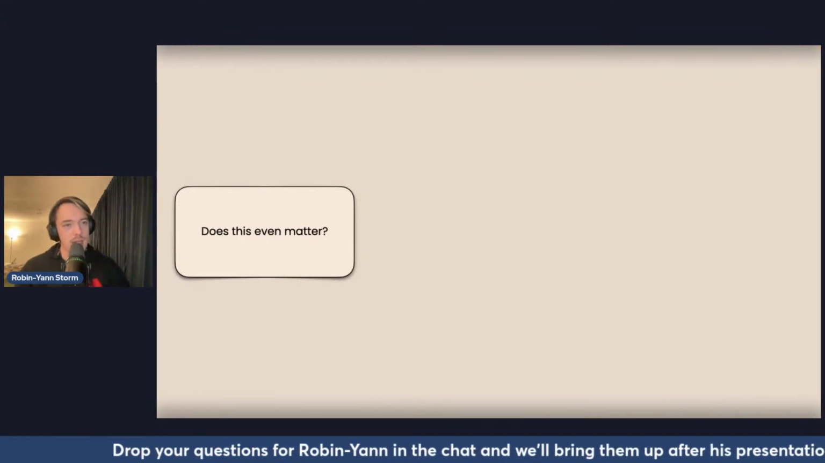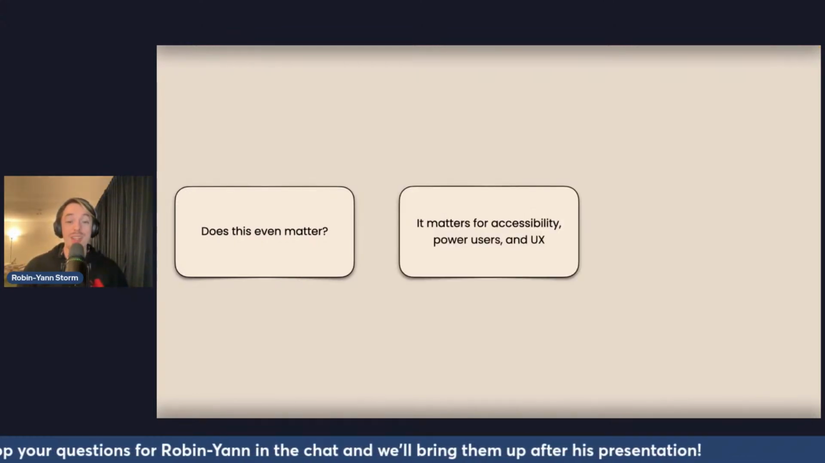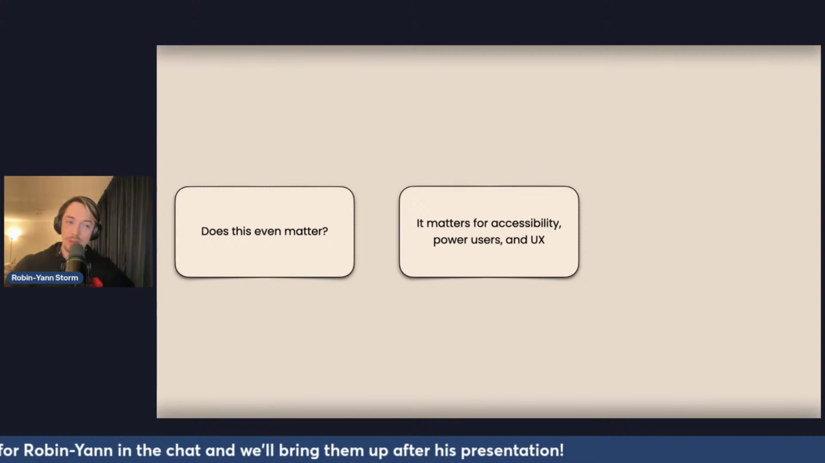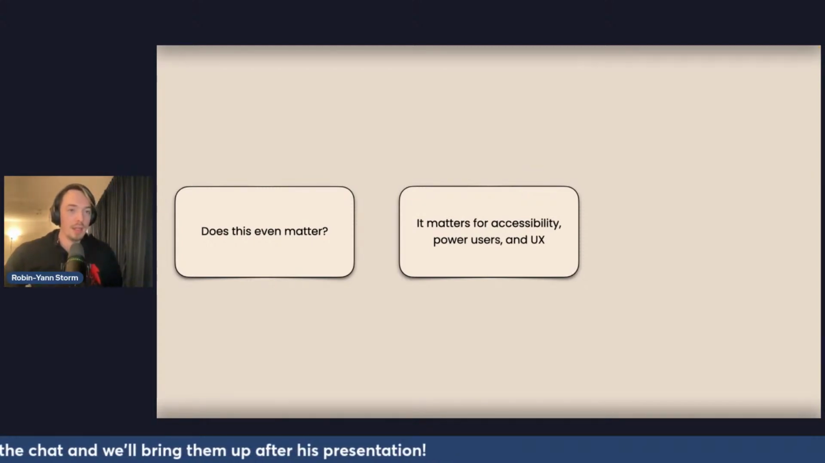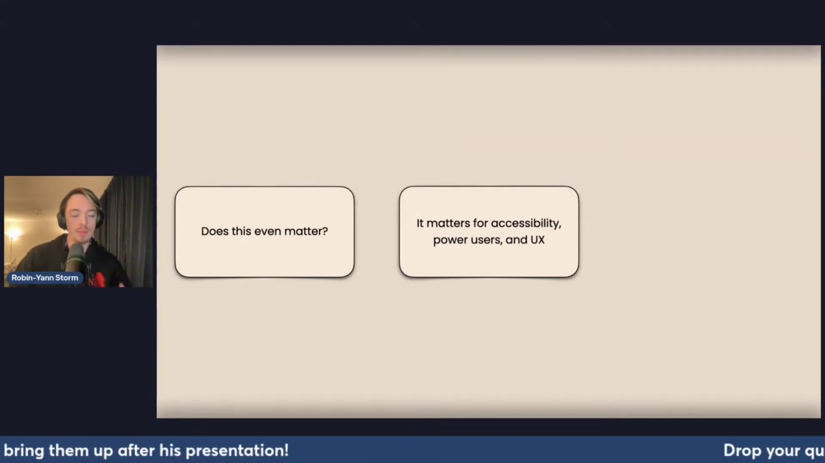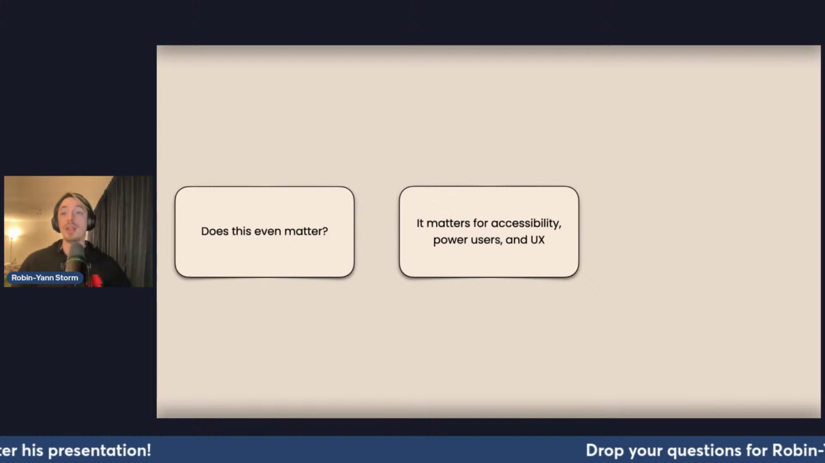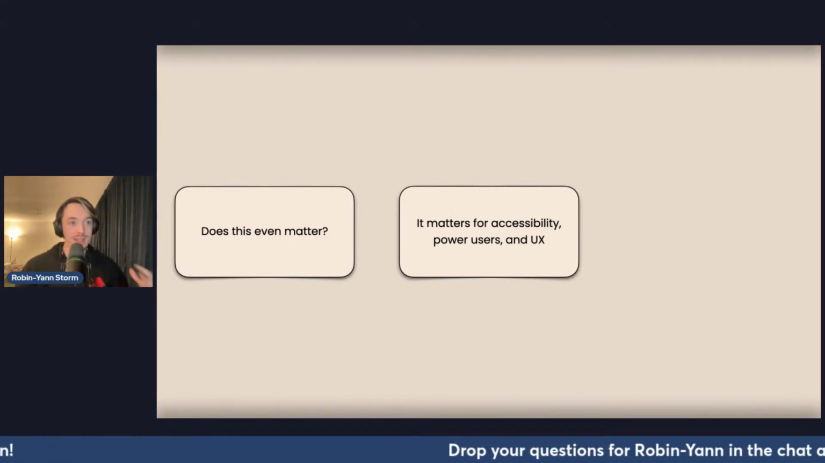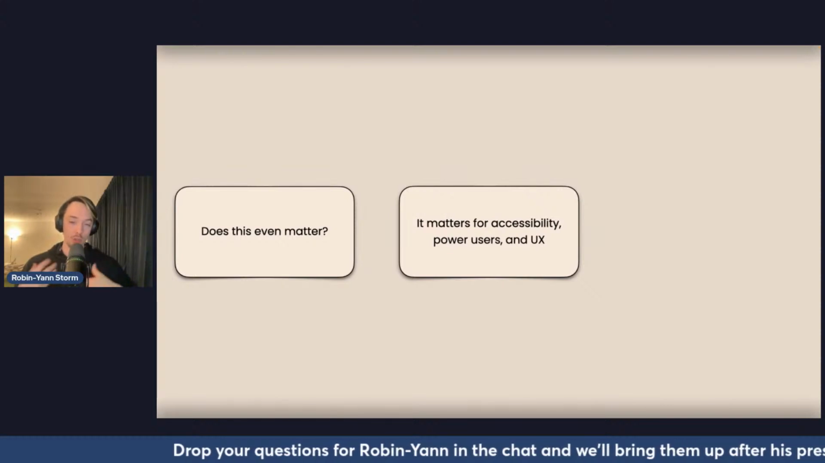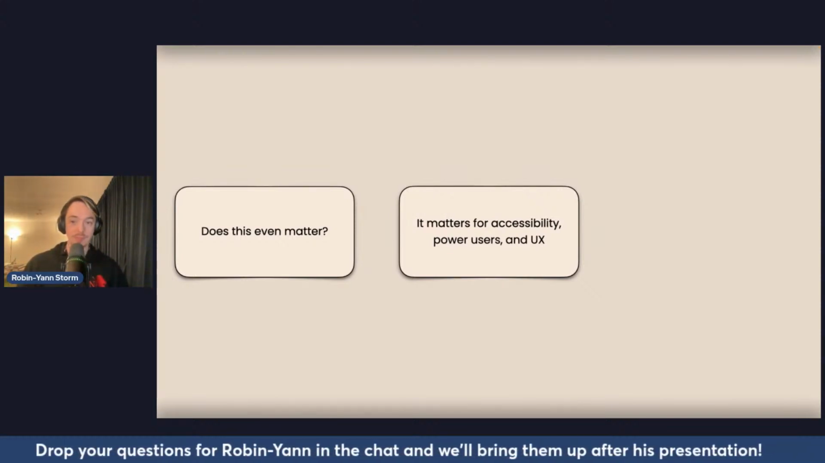Does it even matter that these hotkeys in Unreal are harder to find? Well, it matters for accessibility, power users, and the user experience, right? If you have power users, they're going to want particular hotkeys for particular things. For accessibility, it's really important that people can set things in the way that they need. And for UX, it's just useful to make sure that the user is happy with the tool.